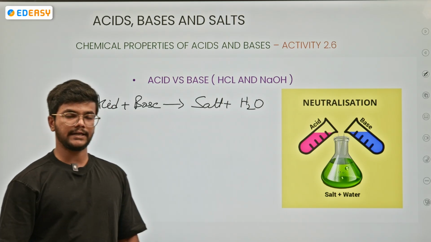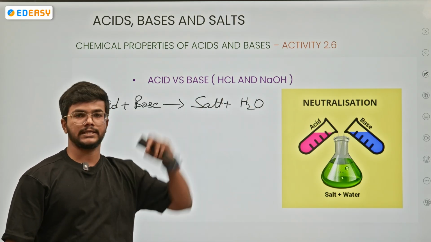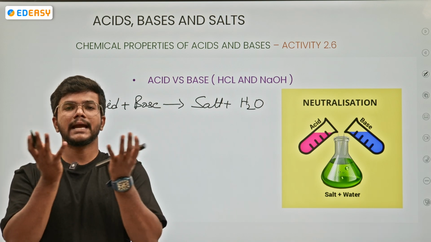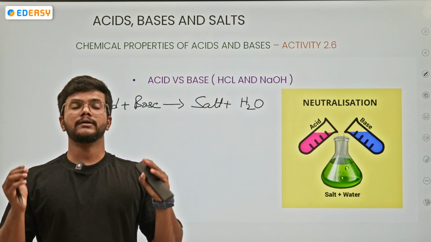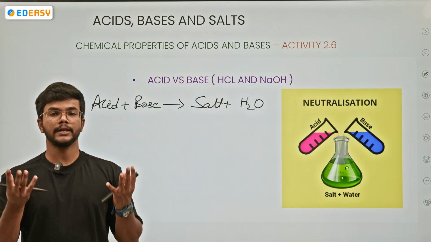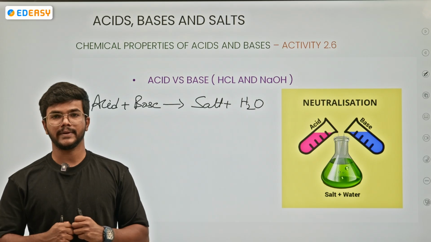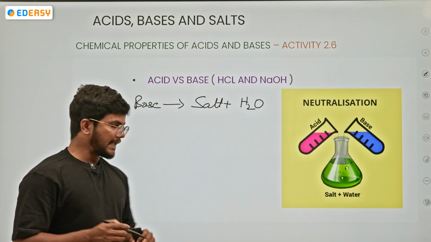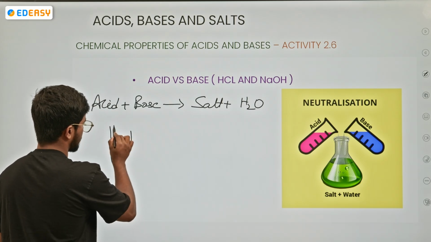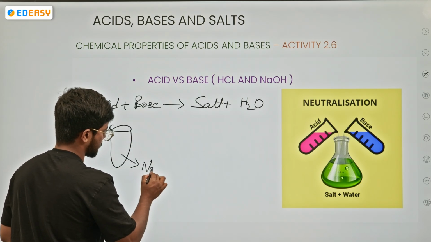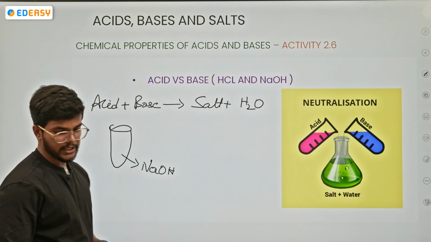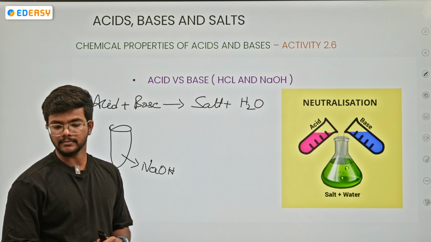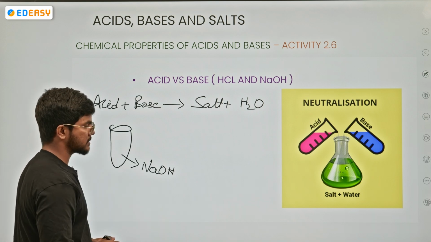So how can we identify the formation of salt and water? And what will be the neutral point? When acid and base react together, it becomes neutral. So how can we identify the neutral point? With an experiment called activity 2.6, we can identify the neutral point. So take a test tube with NaOH. What is NaOH? Let me know in the comments. NaOH is sodium hydroxide. Yes, NaOH is sodium hydroxide.